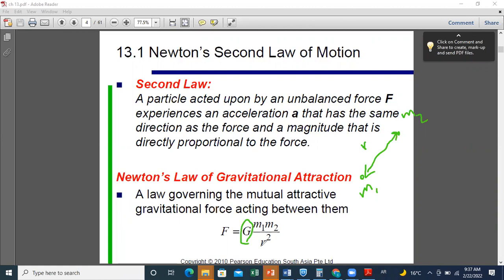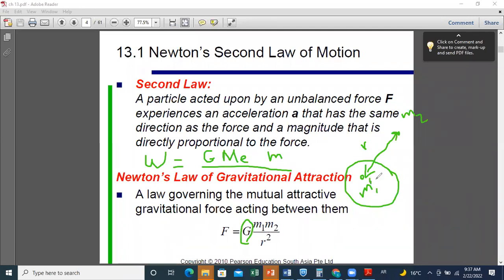This equation in particular will give us the expression of the weight, because one application of this equation is when we consider one of the two bodies to be the Earth, and the second body any mass m. So we can say that the force of attraction between the Earth and the particle, which is equal to the weight, is equal to G times the mass of the Earth times the mass of the particle over the distance between the center of the Earth and the particle.